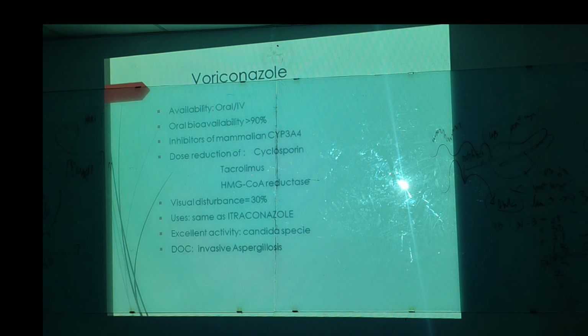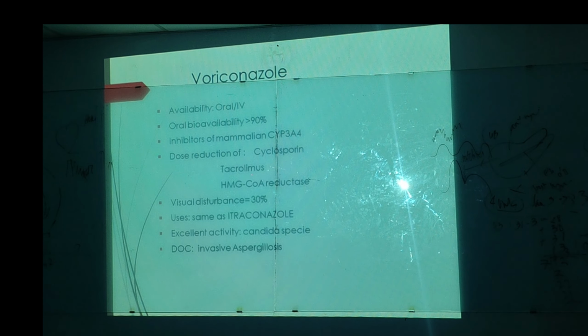What are the HMG-CoA reductase inhibitors? Drugs for lipidemia. Have you taken dyslipidemia? Not yet? So these are your statins.